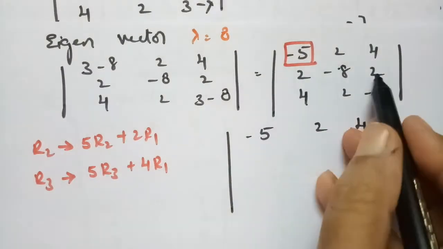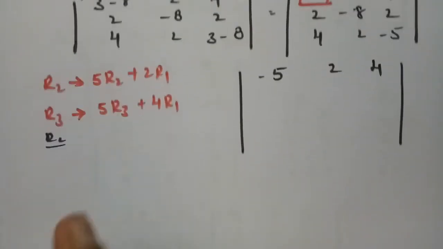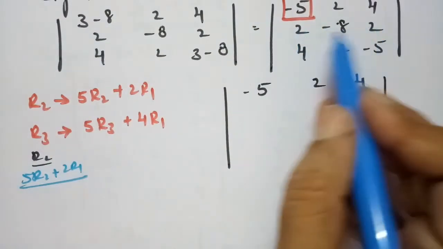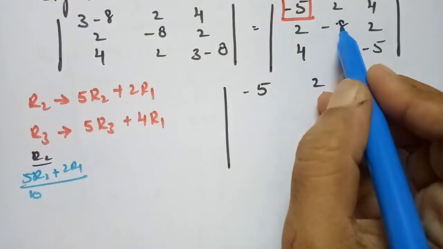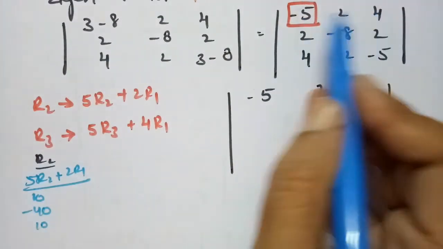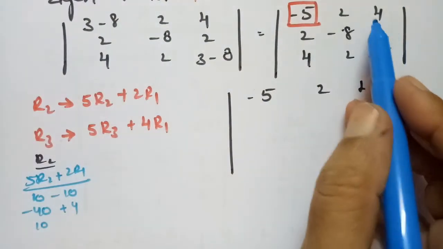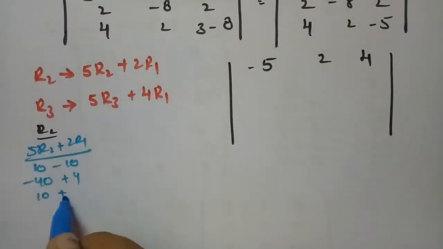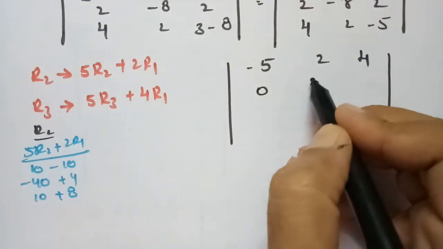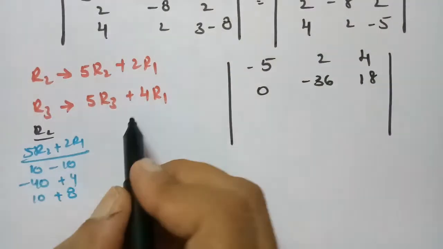For R2, it is 5 R2 plus 2 R1. We have to multiply R2 with 5. 5 times 2 is 10, and 5 times minus 8 is minus 40, and 5 times 2 is again 10. Then we multiply R1 with 2, that is minus 10, 2 times 4 is 8, so this will be 0. This is minus 36, and 10 plus 8 is 18. And how about R3?